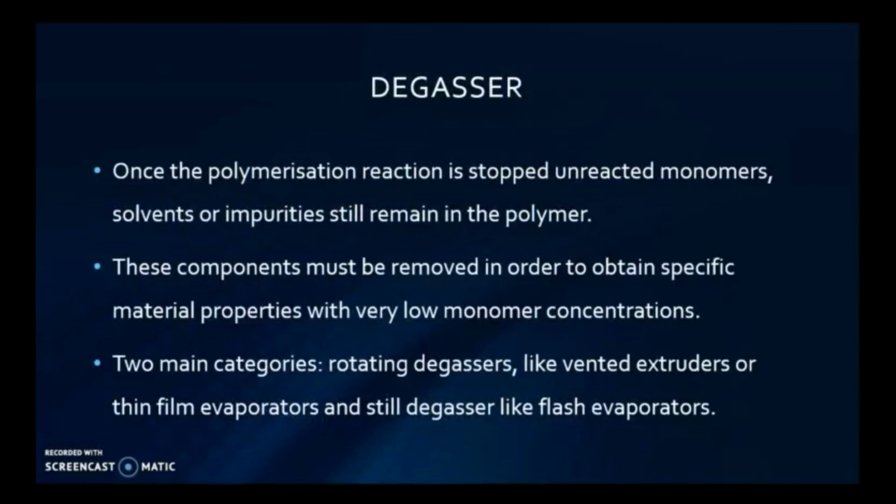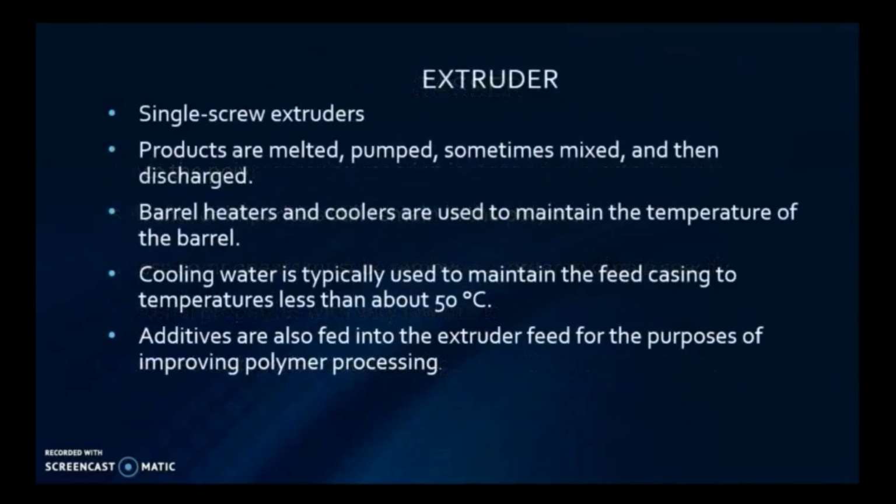Next, the devolatilizer. Once the polymerization reaction is stopped, unreacted monomers, solvent or impurities still remain in the polymer. These components must be removed in order to obtain specific material properties with very low monomer concentrations. The two main categories of devolatilizer are rotating devolatilizers like the vented extruder or thin film evaporator, and static devolatilizers like the flash evaporator. Okay, for the extruder, a single screw extruder is used in this project.